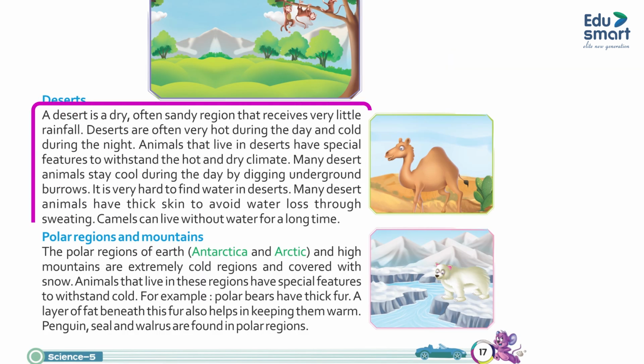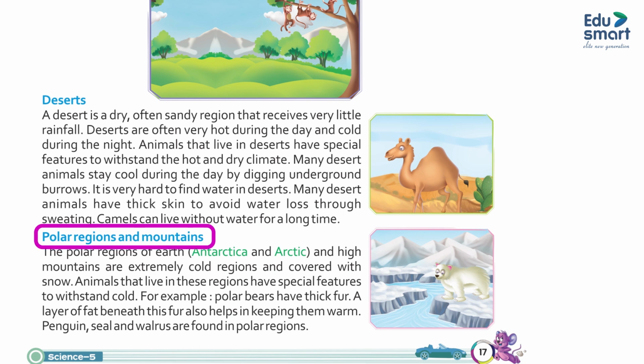Deserts. A desert is a dry, often sandy region that receives very little rainfall. Deserts are often very hot during the day and cold during the night. Animals that live in deserts have special features to withstand the hot and dry climate. Many desert animals stay cool during the day by digging underground burrows. It is very hard to find water in the desert. Many desert animals have thick skin to avoid water loss through sweating. Camels can live without water for a long time.